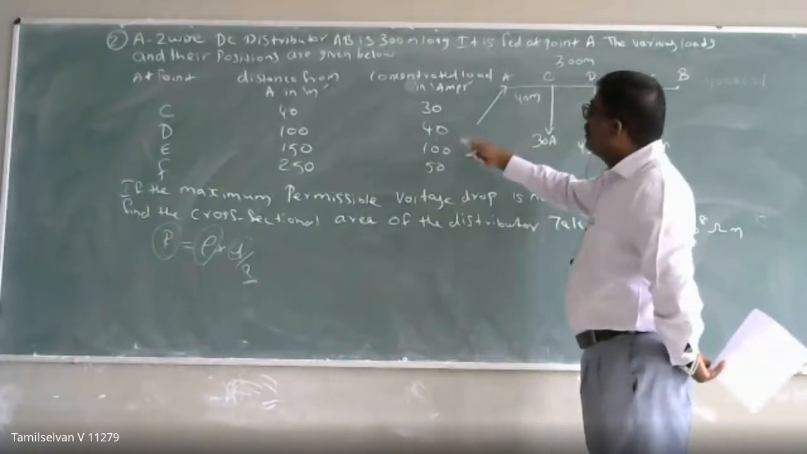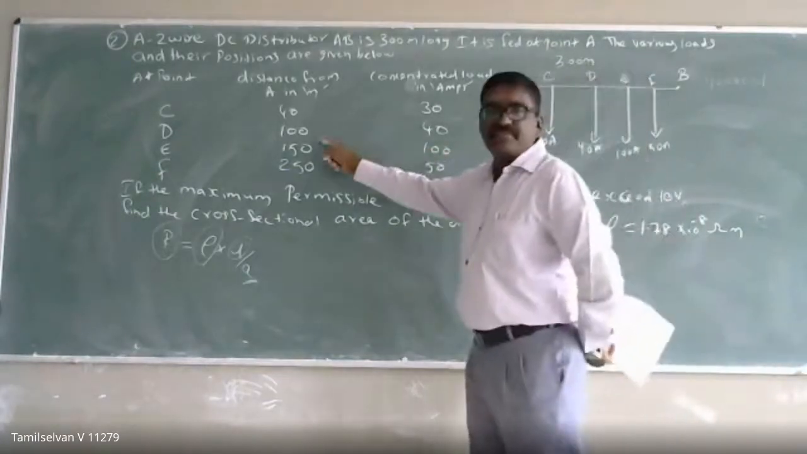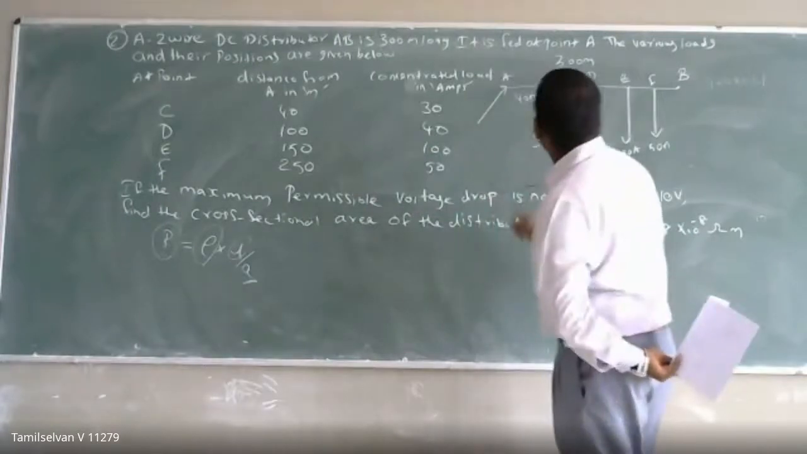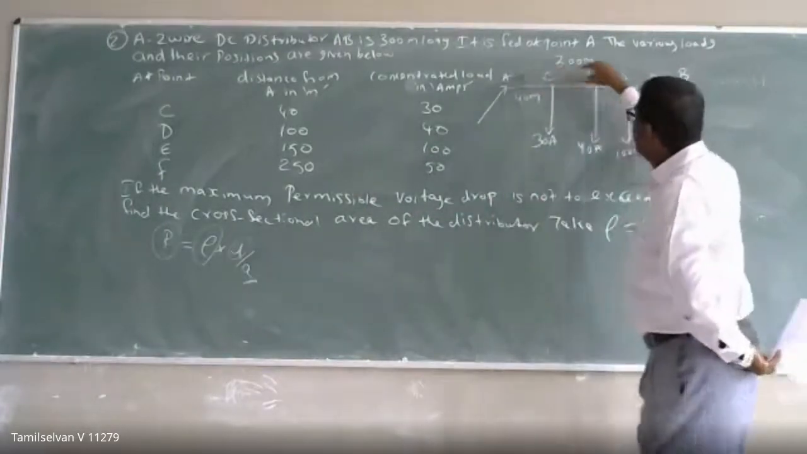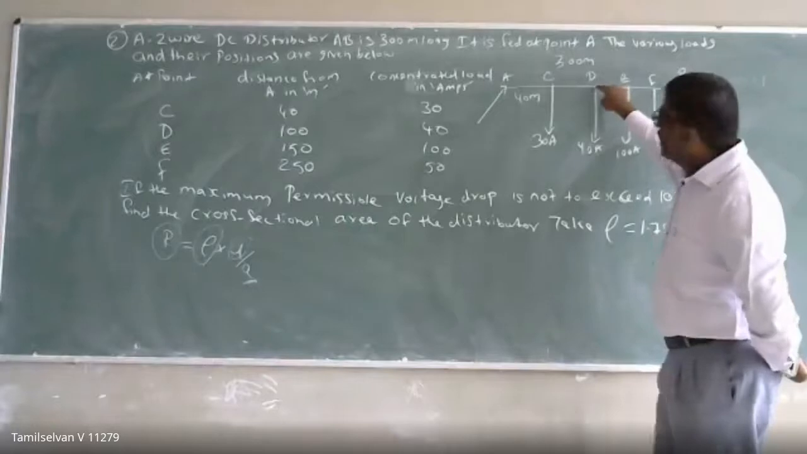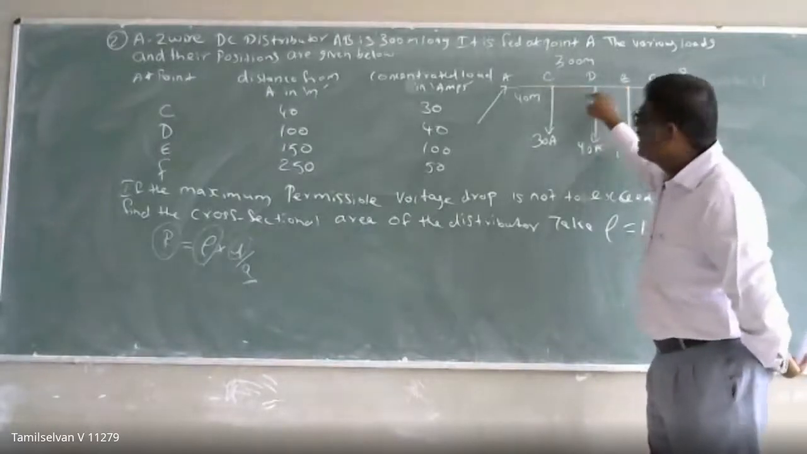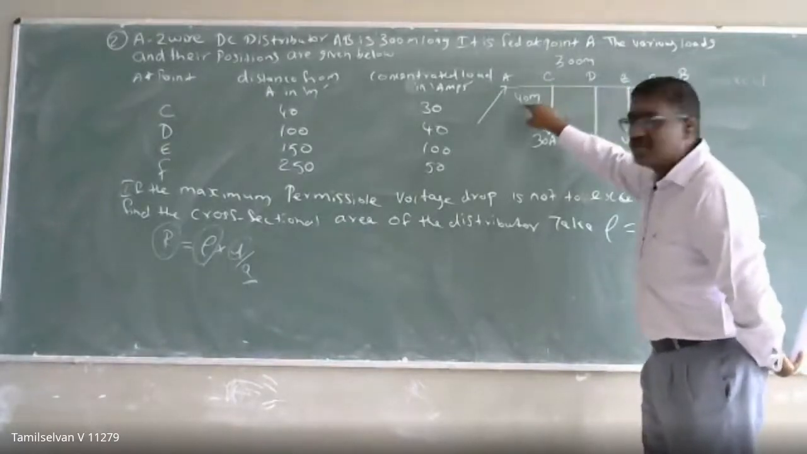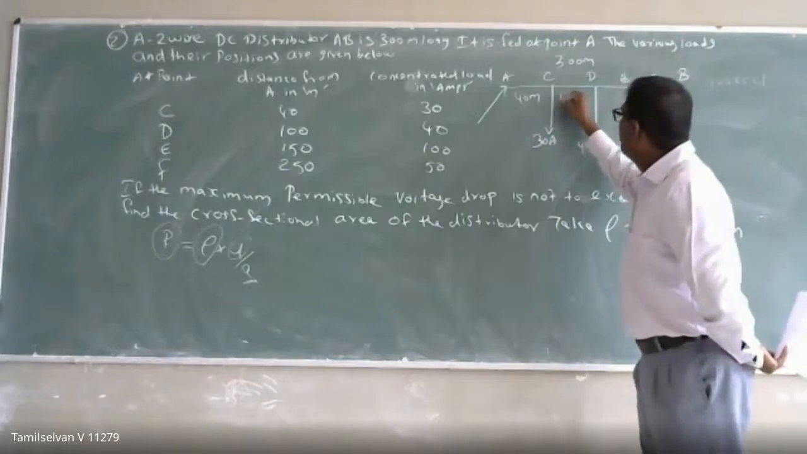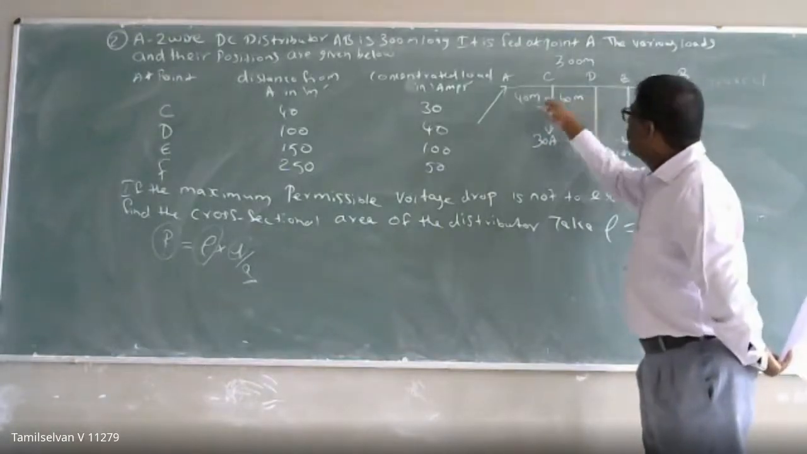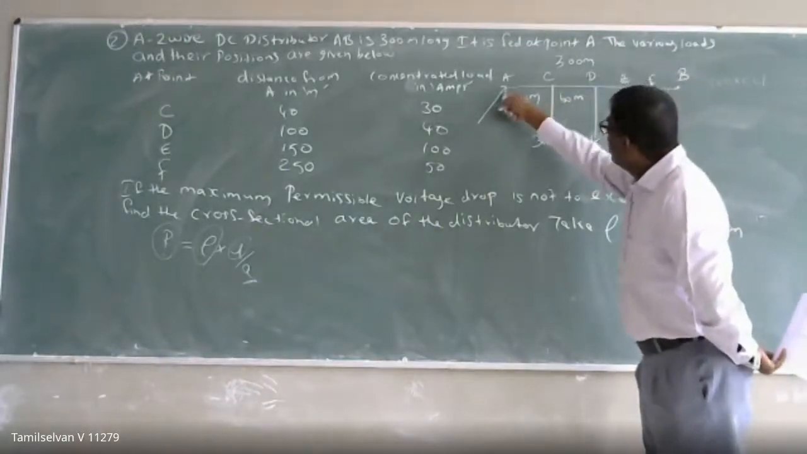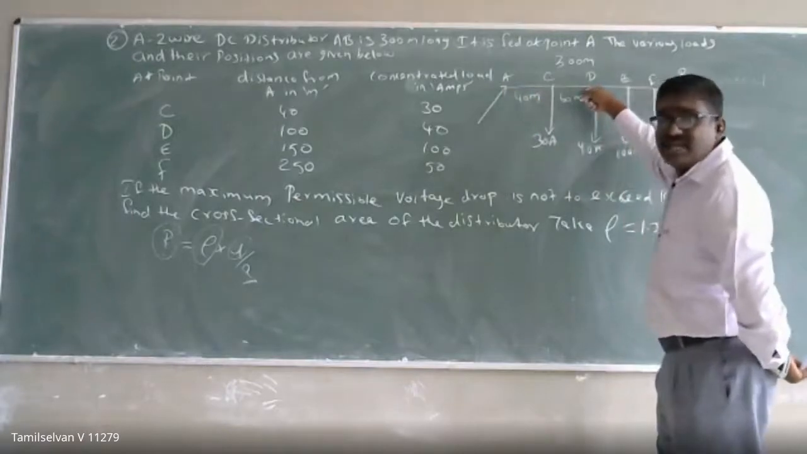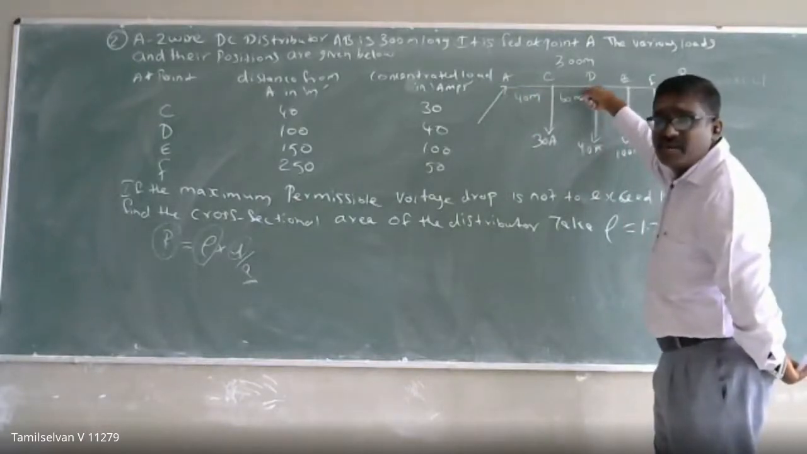From D point, it is going to appear 100 meters. So from here, this is located at a distance of 100 meters. Already, what is the distance between C and D? 40 is gone, it means 60 meters. So 60 plus 40 is 100 from A point. From A, it is going to appear 100 meters.